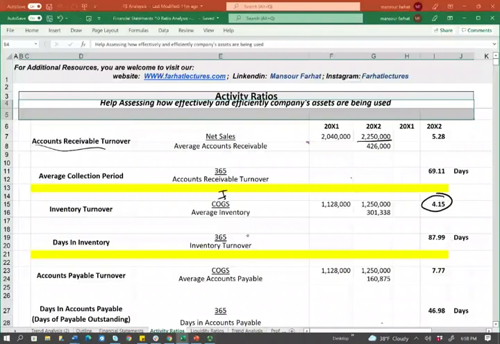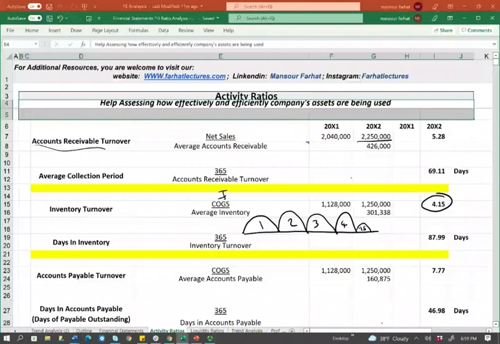What does that mean? It means you buy, you sell all of your inventory, 4.15 times a year. So you buy, you fill out your shop, you sell it, you sell all, you do this 4.15 times a year.